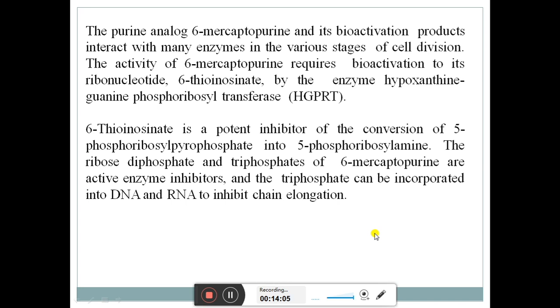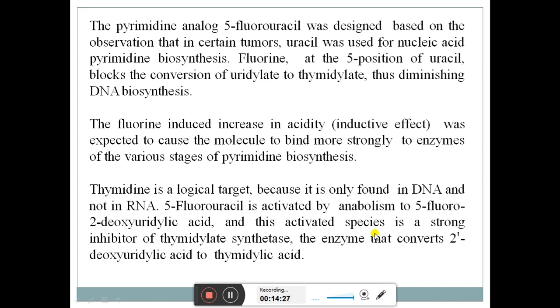The ribose, diphosphate and triphosphate of 6-mercaptopurine are active enzyme inhibitors, and the triphosphates can be incorporated into the DNA and RNA, which then inhibit chain elongation. Okay. So in this way these drugs show their pharmacological action, and cell death will take place.